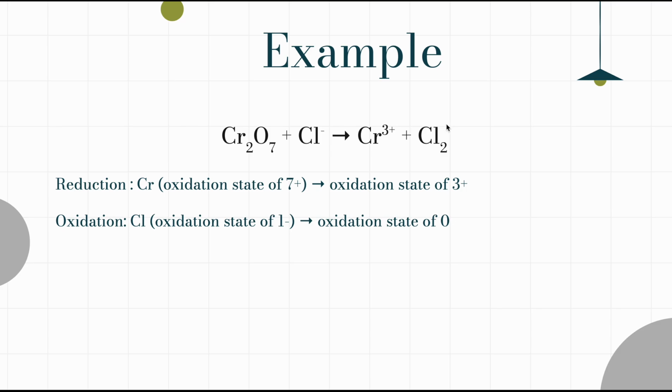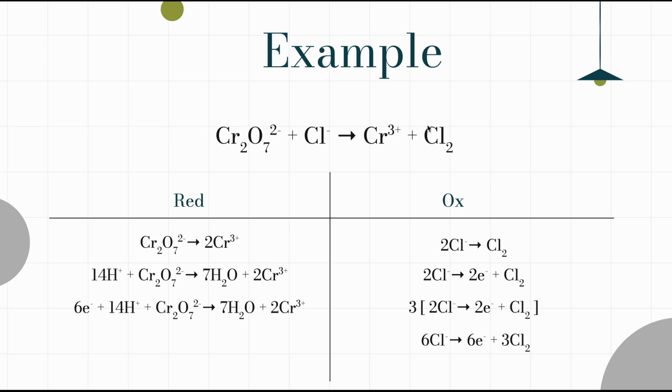So now we must divide these into half reactions. So the reduction reaction is Cr2O7 2- reacts to create Cr3+. And the oxidation reaction is 2Cl- reacts to create Cl2. These reactions are different from what you see here, as they were balanced. So the 2 was added to this chromium and the 2 was added to this chlorine.